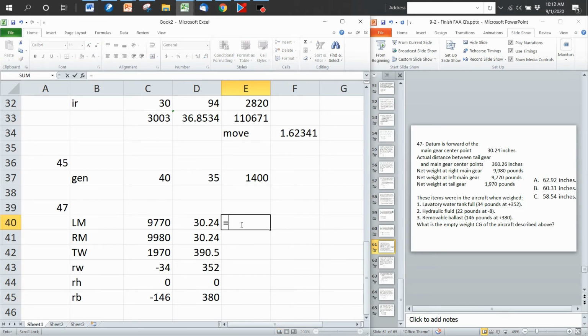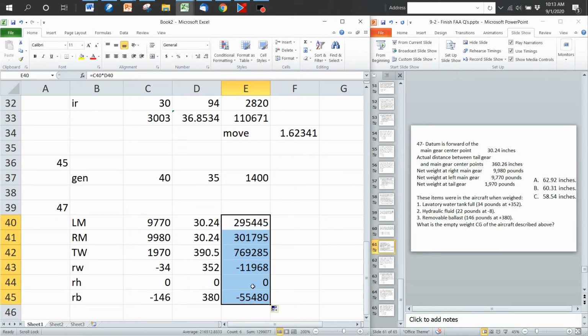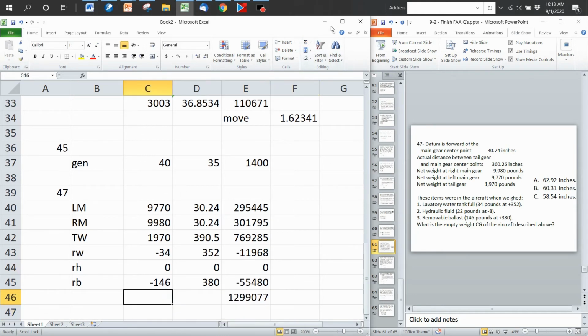Now we're going to go ahead and sum up our columns. There's our moment. Pull our moments down. Sum our moments up. Sum our weights up. And get our new CG. Divided by. And our CG is 60.31. And 60.31 is one of our choices at B, and that is a good clue.